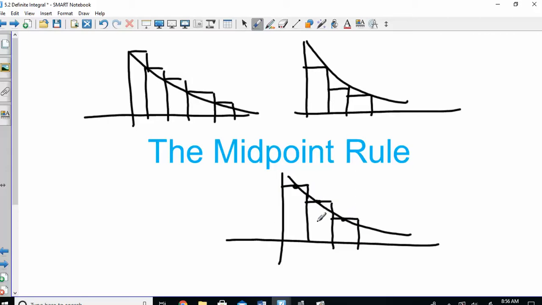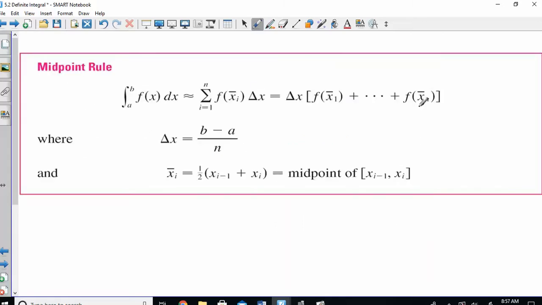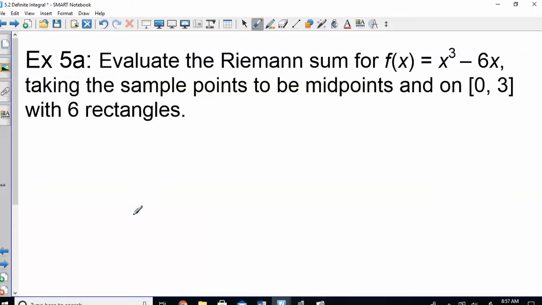And I think we can probably see that the midpoint is probably going to be a little bit better. It's not strictly over or strictly under. It will depend on the curve, but it will be a little more accurate than either of those other two options. So that's what the midpoint rule is. This is your formal definition. I'm not really going to worry about this too much. We're just going to work through it and reason through it.